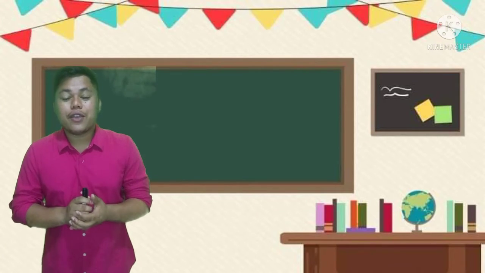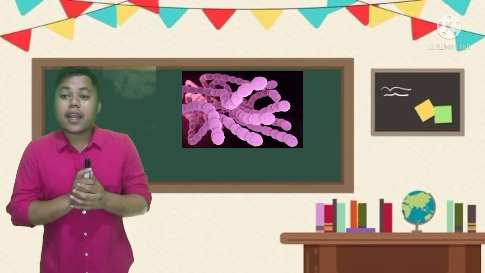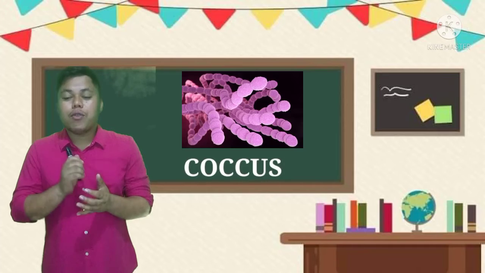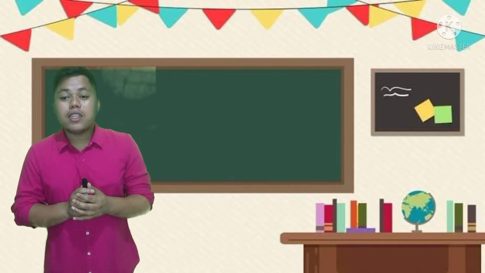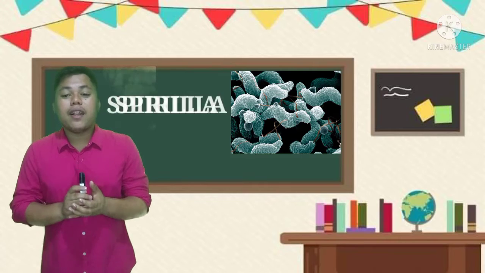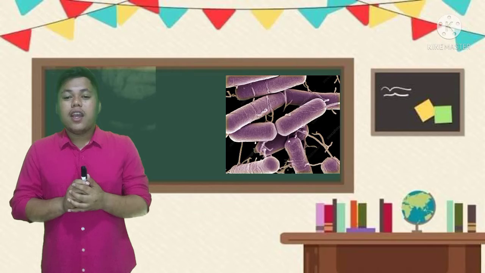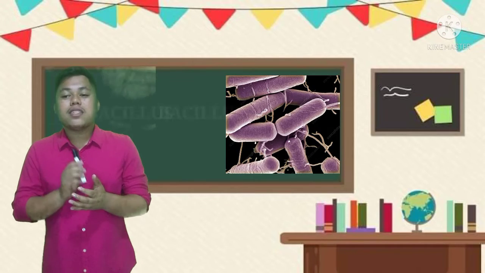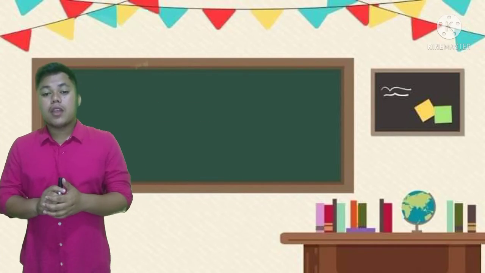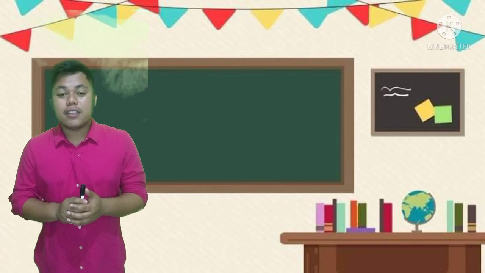Okay, let's check your word. Number 1. Correct. It's cocus or cocci. How about number 2? Correct. It's spirilla. How about number 3? Correct also. It's bacillus. Very good. The shapes of bacteria are correctly identified.